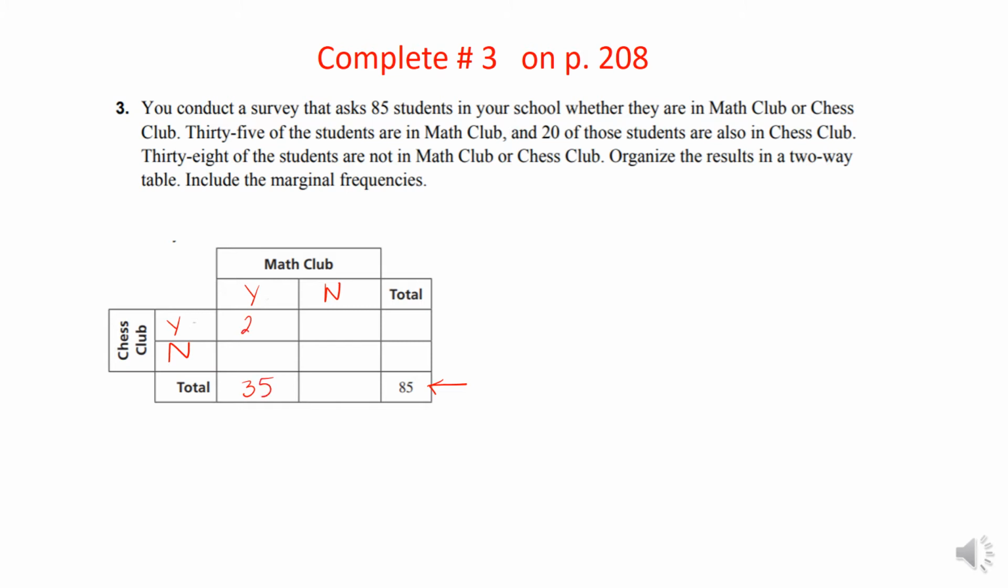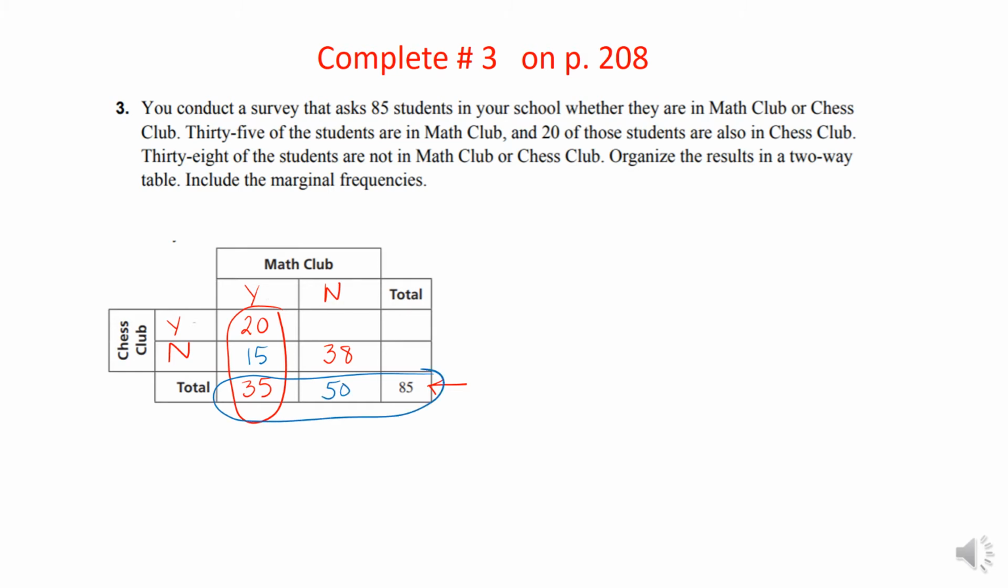20 of those. Okay. 38 of the students are not in either the math club or the chess club. So there's your 38. So the first number I would look for would be this one. I could find that. 35 minus 20 is 15, right? So I could go 15. And I could do this one. 85 minus 35 is 50.